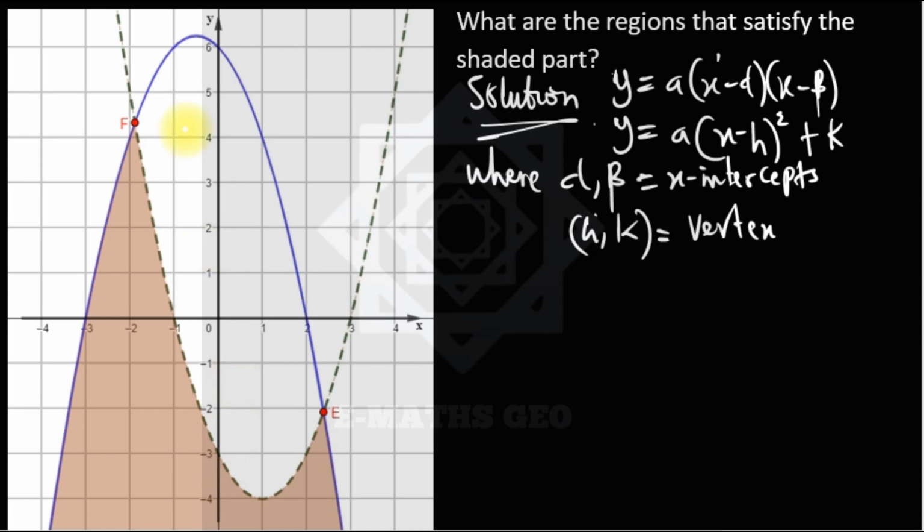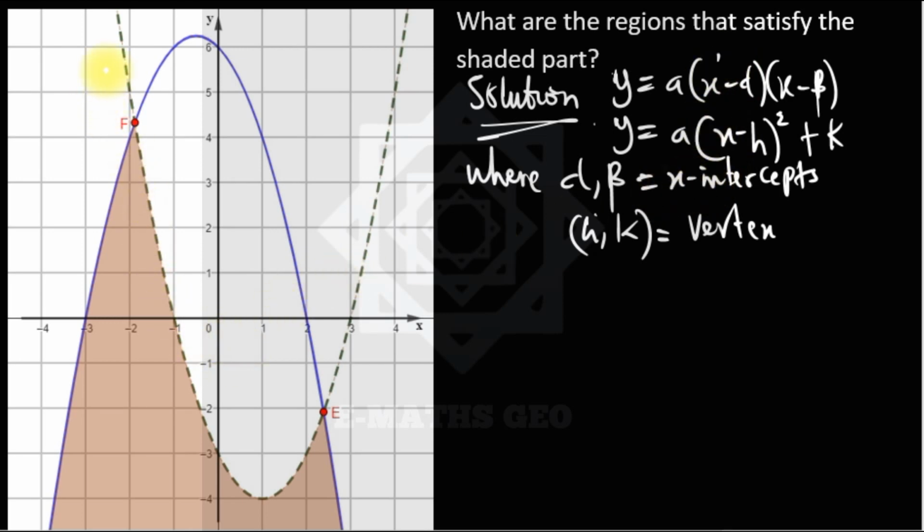But in this case, I can use the second form for the dotted curve because I'm seeing the vertex. The coordinate is (1, minus 4). So I'm going to use the second form, though you can use the first form too. You can use any of these to get the quadratic curves, but in this video, I'm going to use the second.